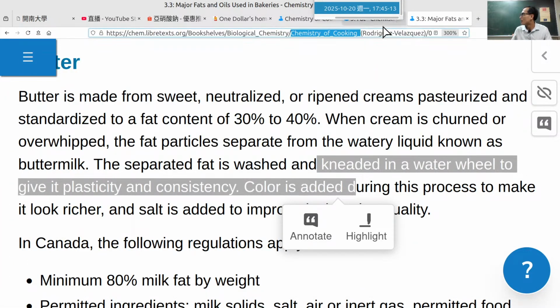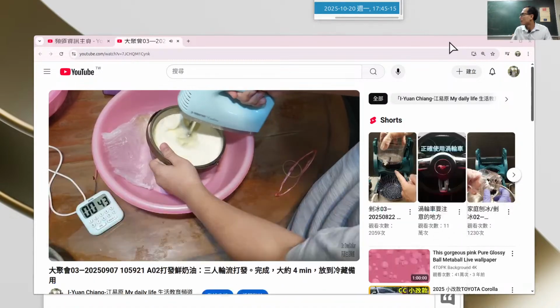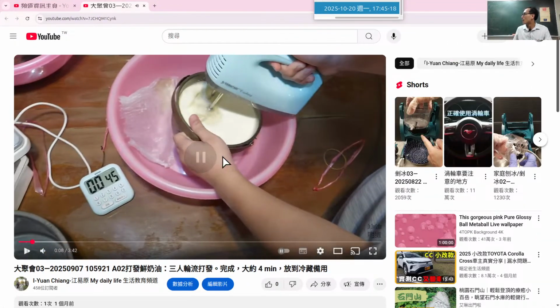Okay. My kid and my younger sister's two kids, we have the family gathering every month. And this time I share my experience of how to prepare the whipping cream and my personal experiences.